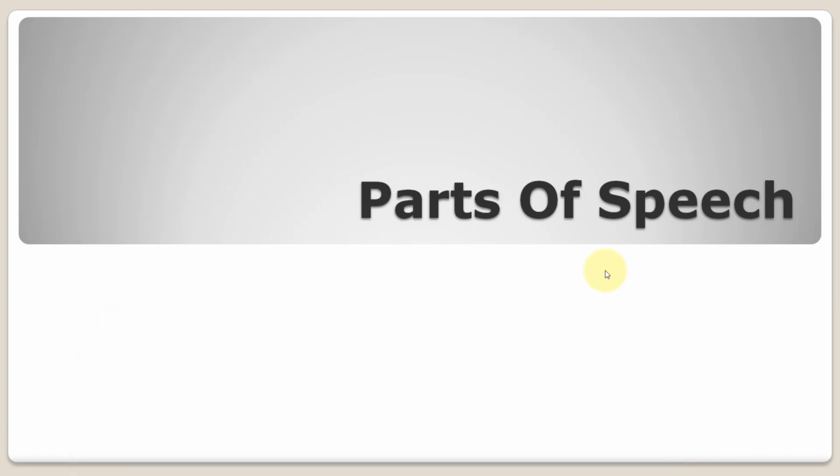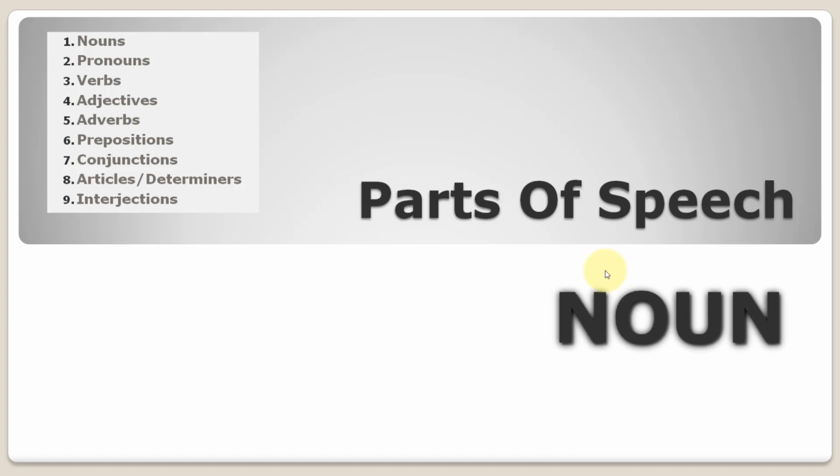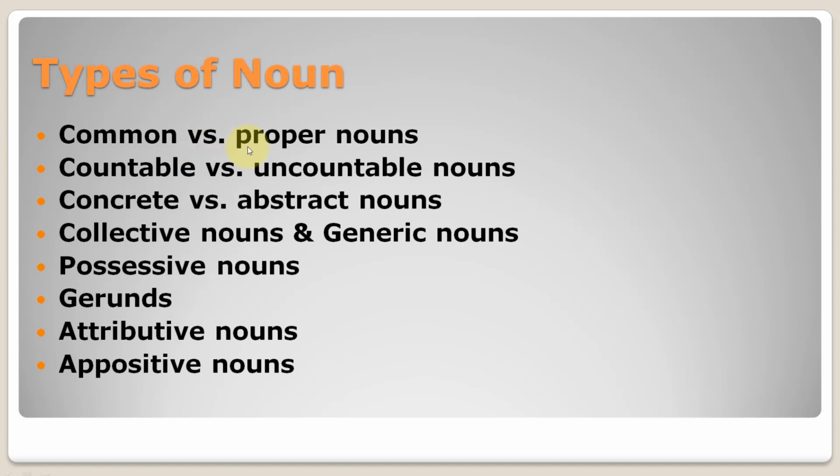We had started with parts of speech the other day and we got to know that there are a total of 9 parts of speech. We had started with the first one, that is noun. We have already taken the introduction of noun, and we have started with the types of noun. We had discussed and understood what are common nouns and proper nouns, and what are countable and uncountable nouns in a video. The link of that video has been given in the description.